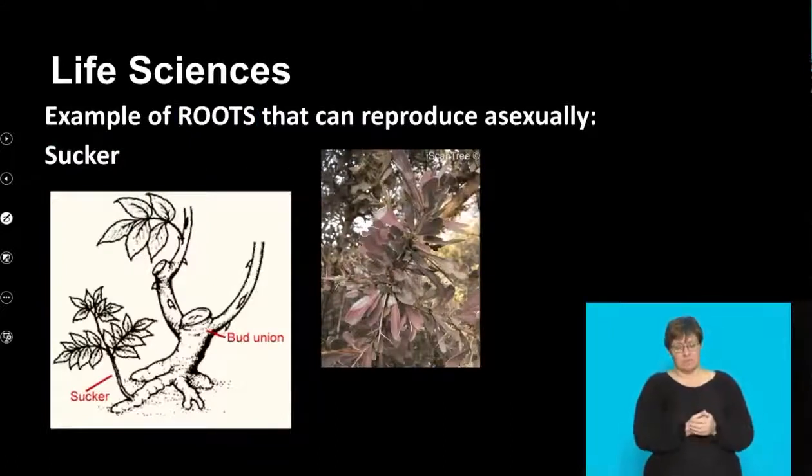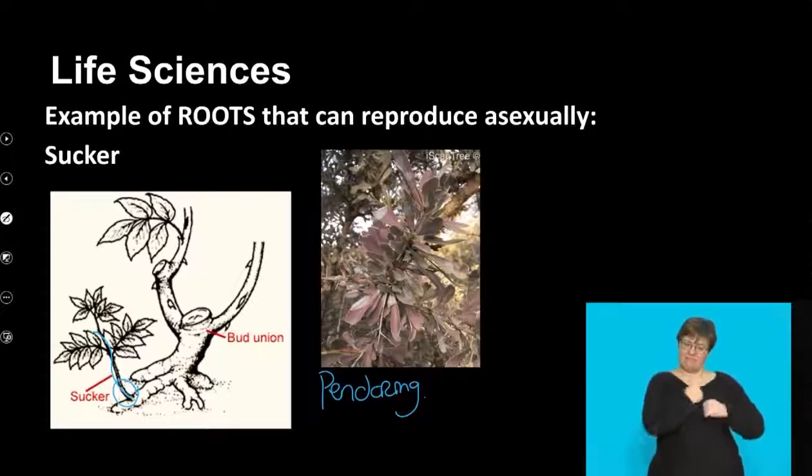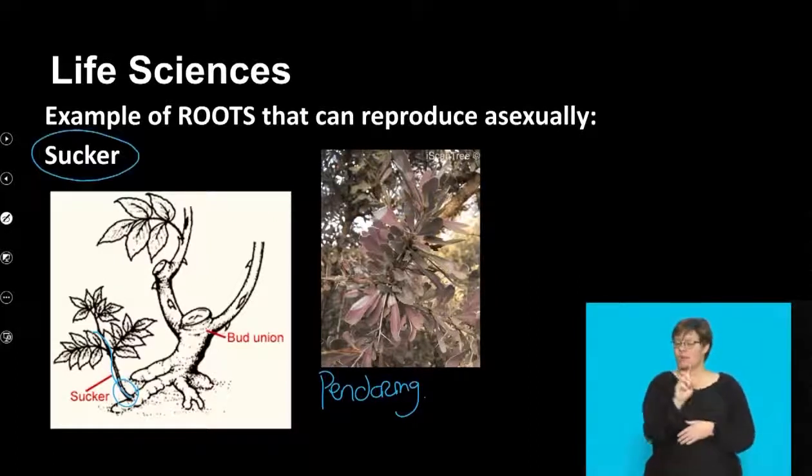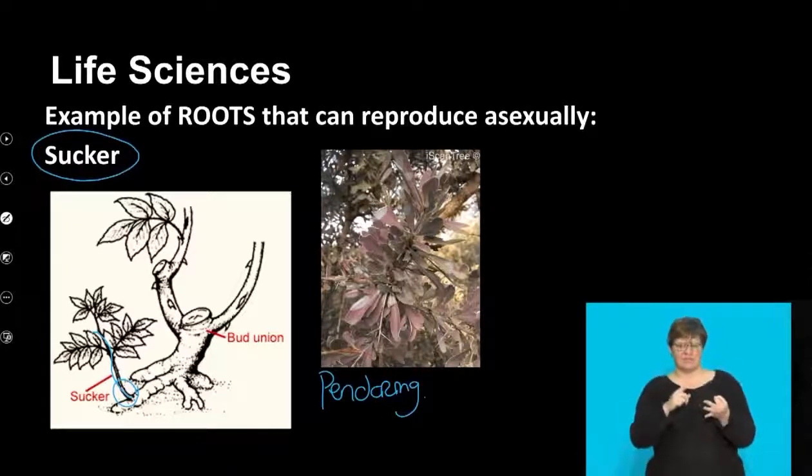Here is an example: sometimes a sucker comes out and a new plant grows. This is called the pendoring, a plant almost like a bit of a thorn tree, that is endemic to our country. So the pendoring is an example of a tree that can develop via a sucker. So we've got bulbs, we've got tubers, we've got stolons, we've got suckers that grow out of the root.